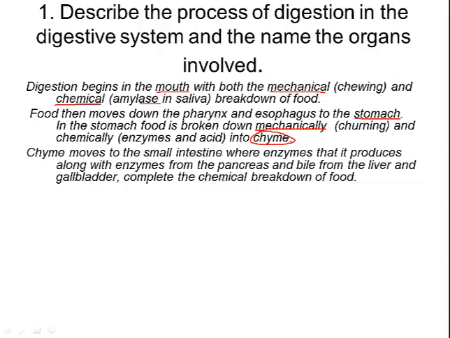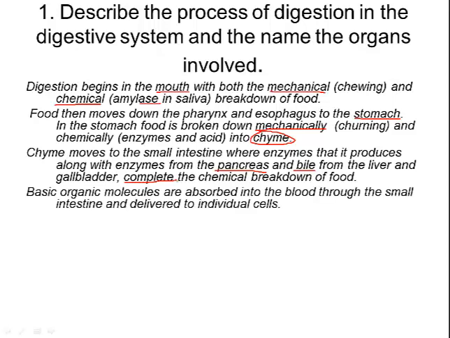The enzymes are going to come from the pancreas. You're also going to have some bile coming from the liver and gallbladder. And then the small intestine makes some of its own enzymes as well, and we are going to do the complete enzymatic breakdown of food, completely break it down. Now, this is also in the small intestine where our basic organic molecules are going to get absorbed into the blood and delivered out to each of our individual cells.